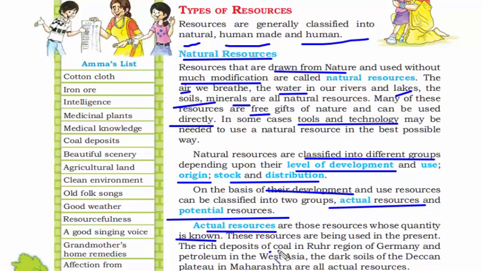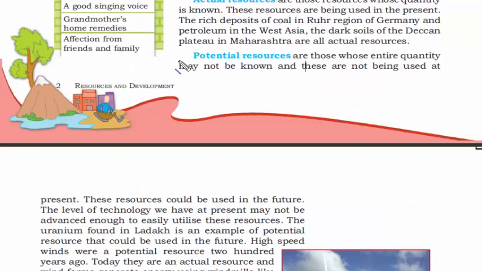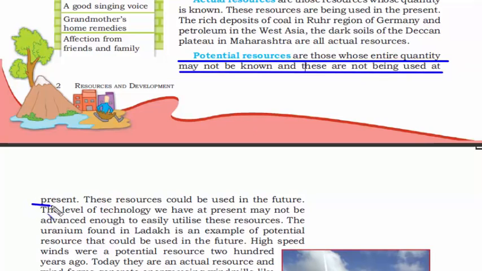Some of the examples are coal, petroleum, dark soil. So these are something that we know and we can figure out. And on the other hand, potential resources are those whose entire quantity may not be known, but these are not being used at present. One of the reasons they are called potential resources is because we don't have the advanced technology to use a particular resource in its full-fledged manner. There are still a lot of things that need to be discovered, reused, but we just don't have the infrastructure at this point.